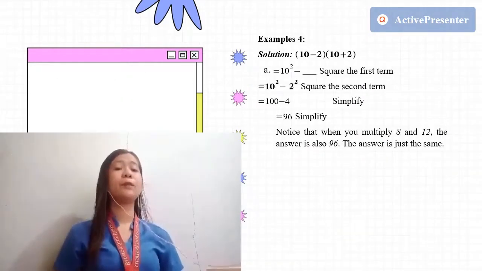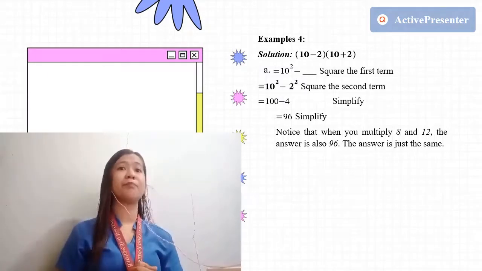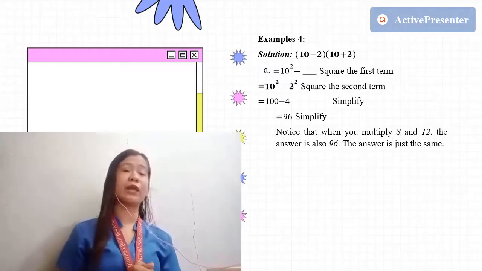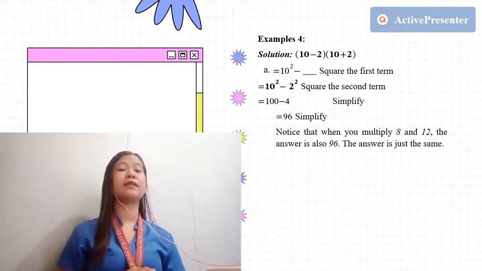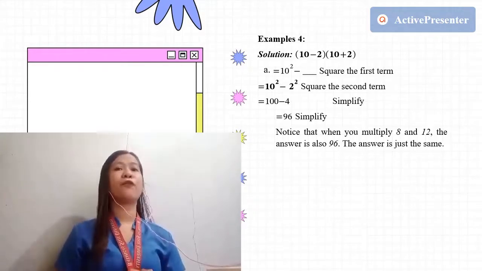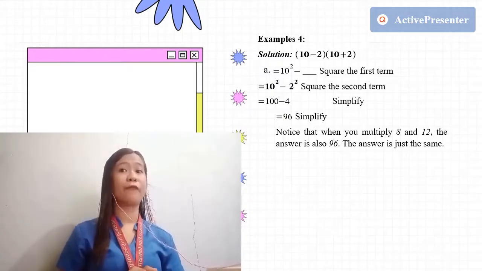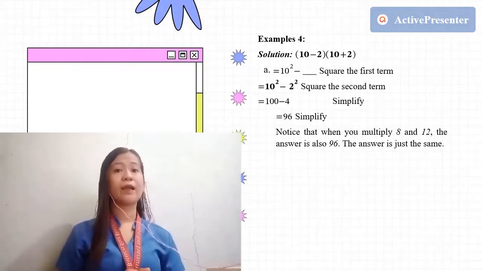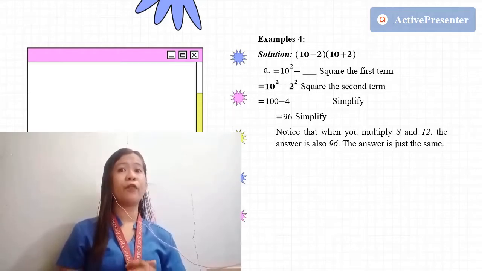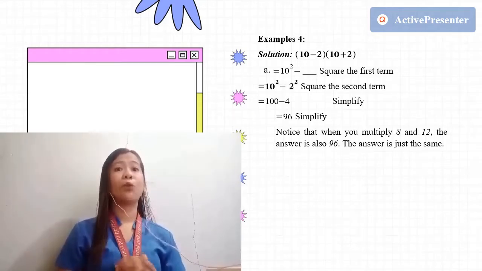Example number one: 10 minus 2 times the quantity 10 plus 2. Our first term is 10 and the second term is 2. First, let us get the square of the first term, so 10 squared. Next, find the square of the second term, so we have 2 squared. Then express the difference of their squares. So we have 100 minus 4.